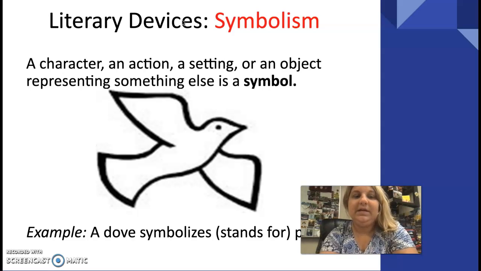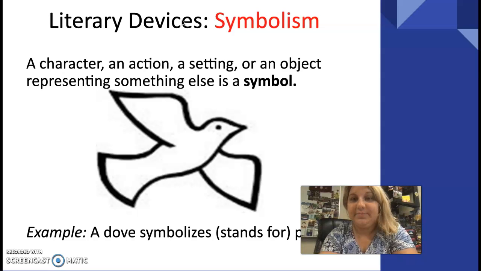So, symbolism is either a character, action, setting, or object that represents something other than itself. So, the example here is that a dove symbolizes peace, but the literal meaning would be a dove, like an animal, a bird.